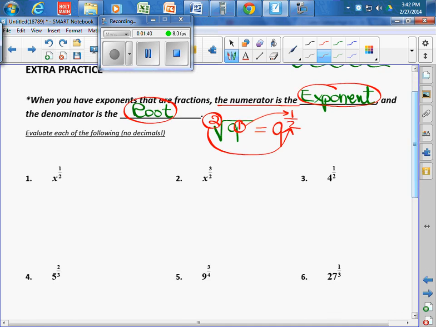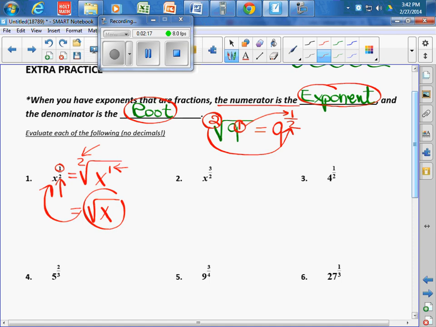Let's look at x to the 1/2. Again, the numerator is going to be the exponent, so we're actually talking about x to the first power. And then I want the second root. Usually we don't write the number 2 here because we're already talking about the second root, the square root, and we don't write exponents of 1. So actually, class, x to the 1/2 power is written the square root of x. Same thing.